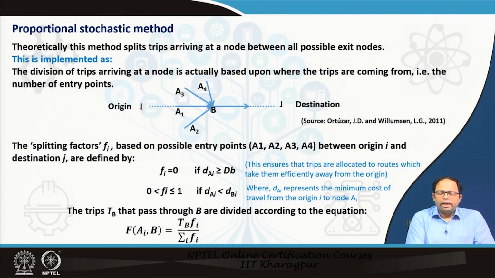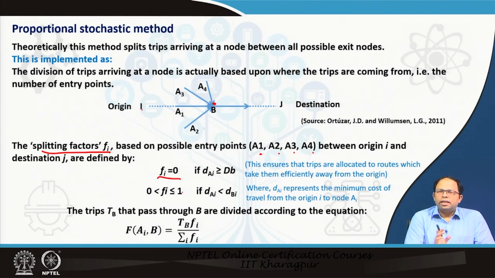So, if I have origin I and destination j, this is my point B, and the trips are arriving from A1, A2, A3, A4. So, these are the previous nodes, and we will divide the total number of trips using something called a splitting function factor f_i. That is how we split the number of trips based on the possible entry nodes a1, a2, a3 and a4 between origin I and destination j, and this splitting function is defined as f_i equal to 0.